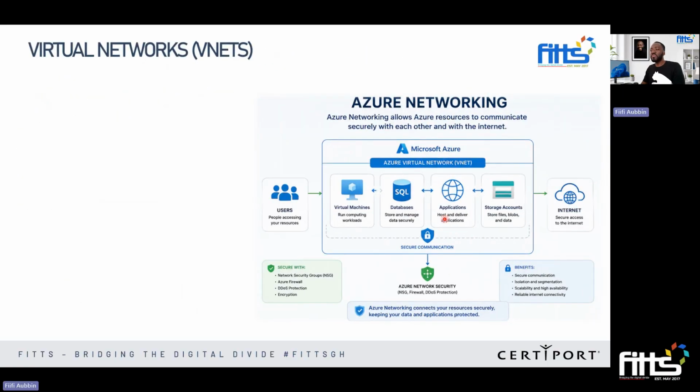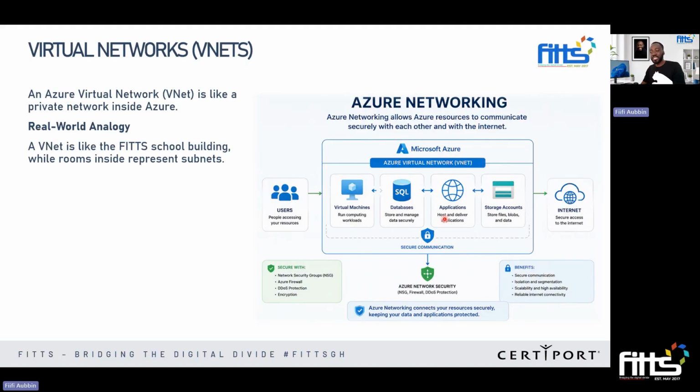Okay. Then we have virtual networks, VNets. So just moving the networking concept into the cloud. An Azure virtual network is like a private network inside Azure. A real world analogy is a VNet is like the FITT school building. So just take your home building, wherever you say it's your virtual network. And there are separate rooms inside, which represent what? Subnets. So you can have your bedroom, you can have the visitors room, you can have the hall, you can have the kitchen. So we can have these as subnets inside the VNet, which is the entire building.